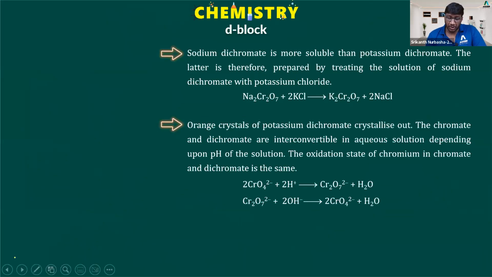And we have produced dichromate from chromate. How do we produce chromate? From the chromite, FeCr2O4, upon treatment with Na2CO3 in the presence of oxygen, we form chromate, Na2CrO4. From the Na2CrO4, we have produced Na2Cr2O7 in the presence of acid medium.